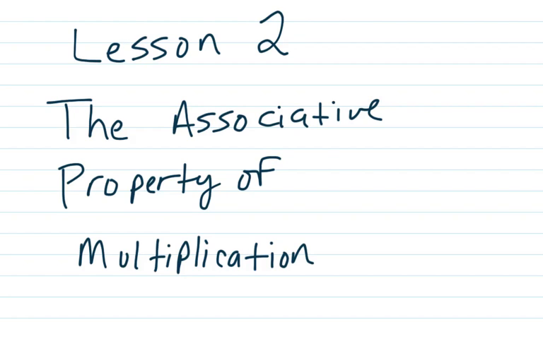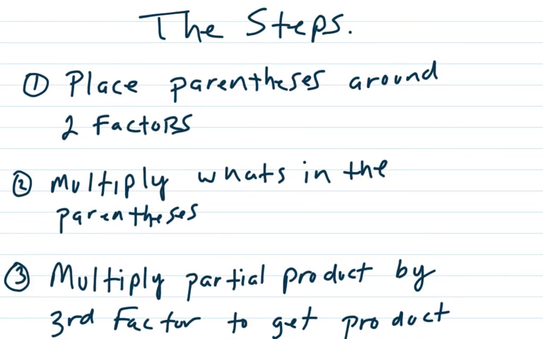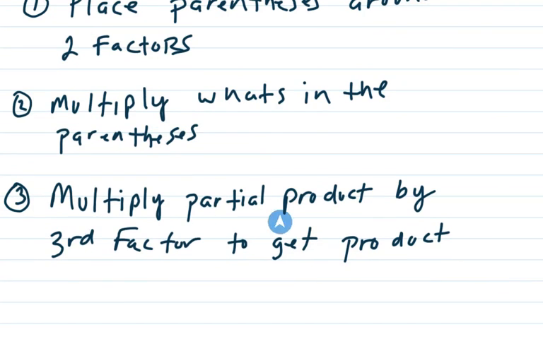Alright, so welcome to lesson 2 of the associative property of multiplication. So let's get ready and let's go through the steps. Step 1 is you're going to place parentheses around two factors. Multiply what's in the parentheses, and then you're going to get a partial product. After that, you're going to multiply the partial product by the third factor to get your final product.